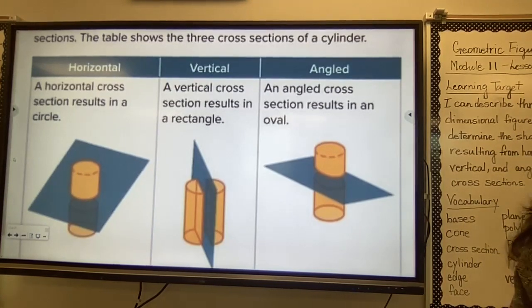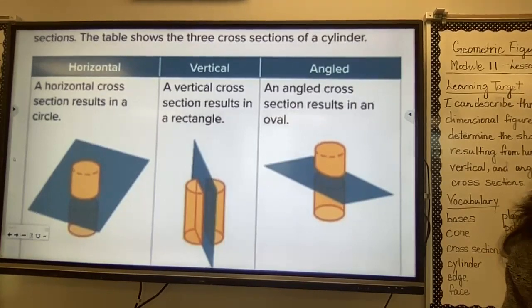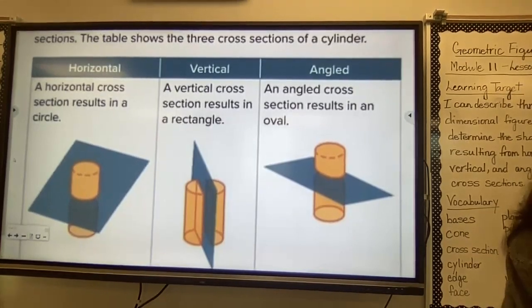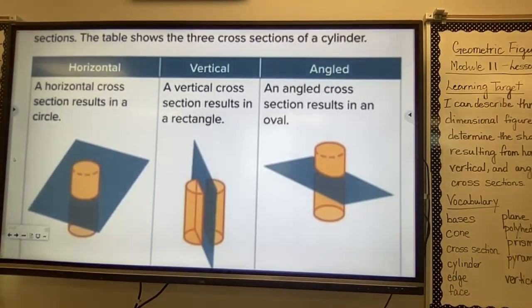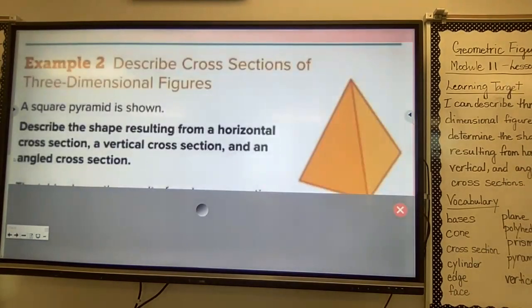Now, let's quickly do a cross section of, let's say, a pyramid. Okay, so let's look at this one. A square pyramid is shown. Describe the shape resulting from a horizontal cross section, a vertical cross section, and an angled cross section. So let me find a pyramid for you.